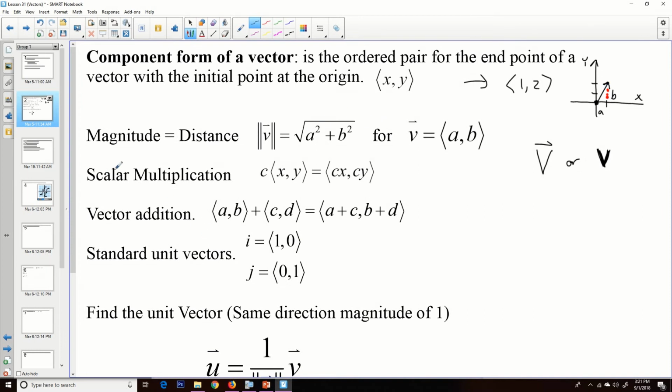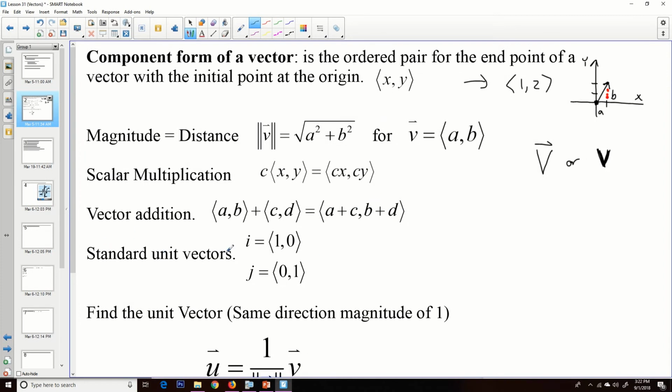Scalar multiplication: if you have a constant times a vector, all you have to do is multiply each of the two components by that constant value. If you're adding two vectors, you add the x values and then you add the y values, so (a, b) plus (c, d) is (a plus c, b plus d).